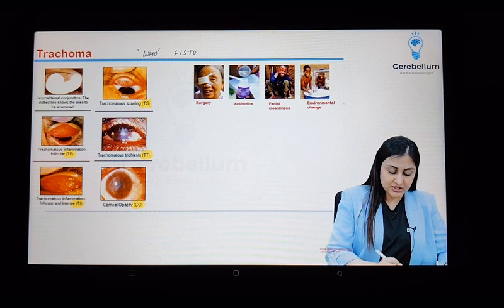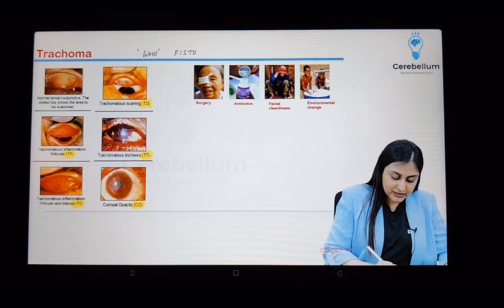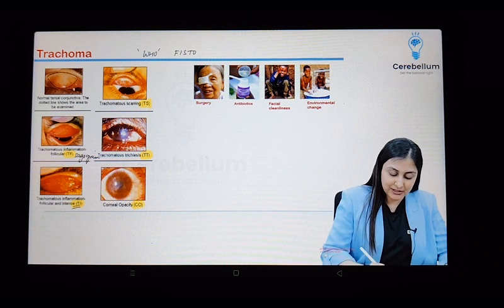So this is how the normal conjunctiva should appear. Here you are going to have follicles. These are known as sago grain follicles. You can have intense inflammation. You can have scarring, which is known as this Arlt's line here.